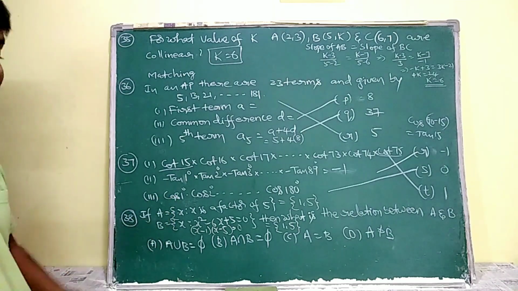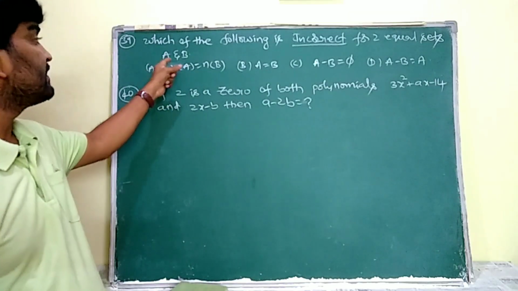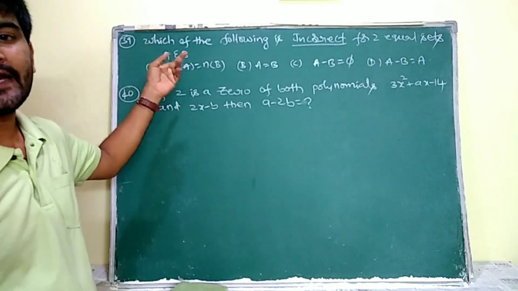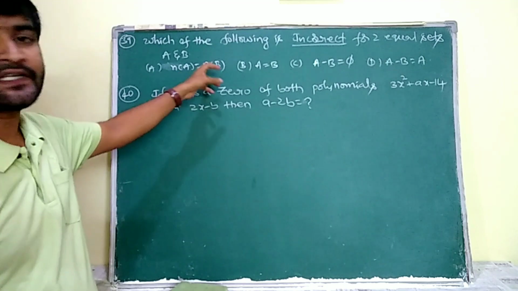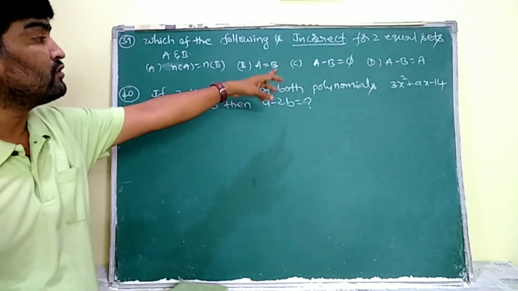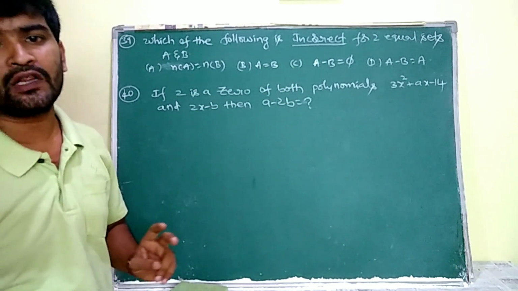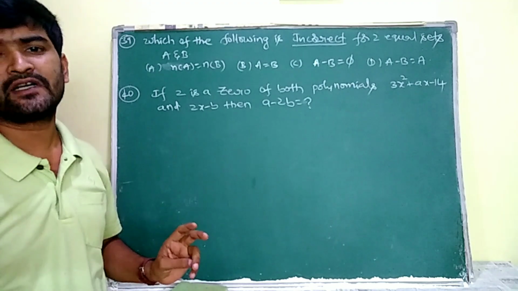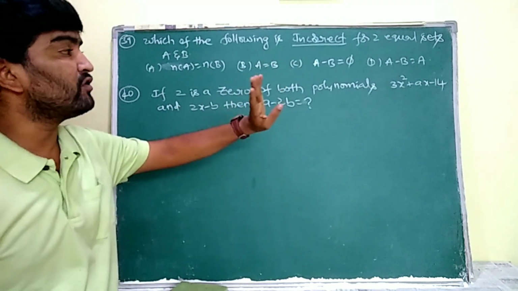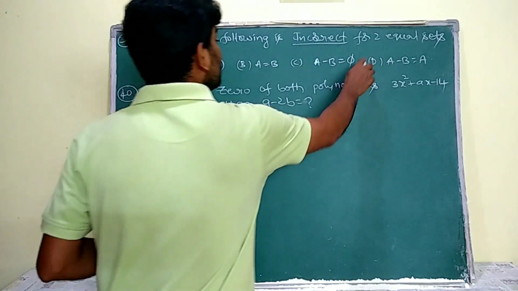So the relation between A and B: A comma B are equal. See, which of the following is incorrect for the two equal sets he is asking. A and B are equal, no? That is why the number of elements in A is equal to the number in B, and A is equal to B also. A minus B is equal to empty. Why? Because A and B are equal, all the elements are going to be cancelled out. Then there is no element left in A. So A minus B is equal to A is what it says. That is why it is false.